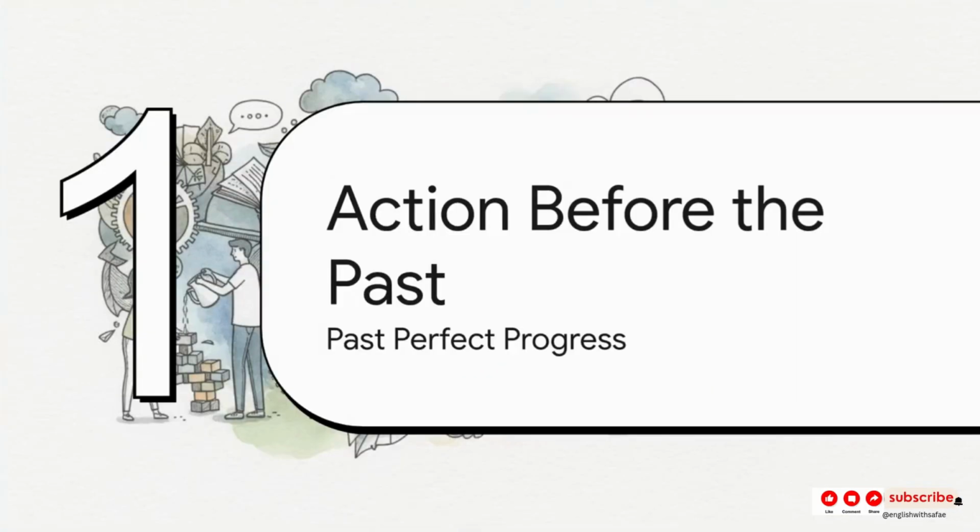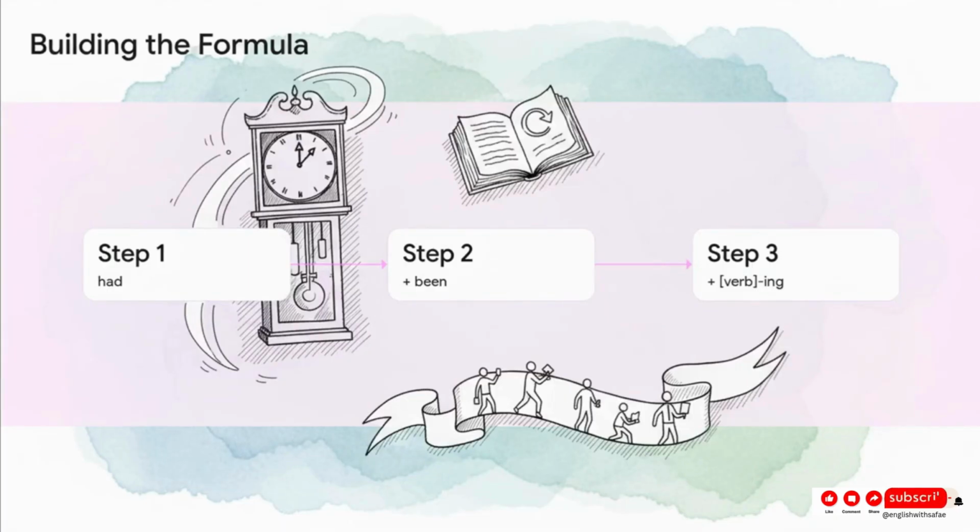Okay, we've connected the past to the present. Now, let's travel even deeper into the past. The past perfect progressive is what you use when you're telling a story that's already in the past, but you need to talk about an action that was happening before that story's main event. And the formula here, it's practically the same. The only tiny change is you always use had, no matter who you're talking about. So it's just had plus been plus your ing verb.